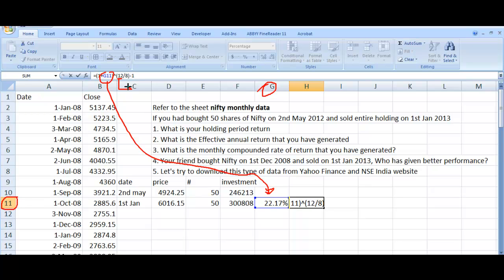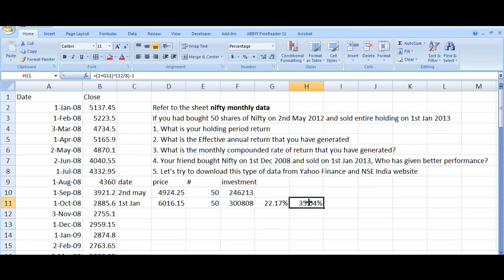12 we know is the number of months in a year, and this 8 has come because we bought on 2nd May and sold on 1st Jan, right? That is why 8 has come, because the gap between these two is 8 months. Please note that it is 8 months and not 9 months. Then ultimately that -1 is coming because we have to do the -1 at the end. The formula is 1 plus HPR to the power number of periods, -1. This is how you will get this computation. I hope this is clear to you.